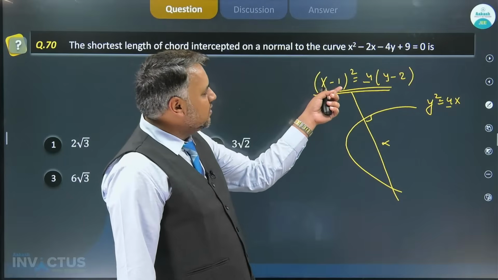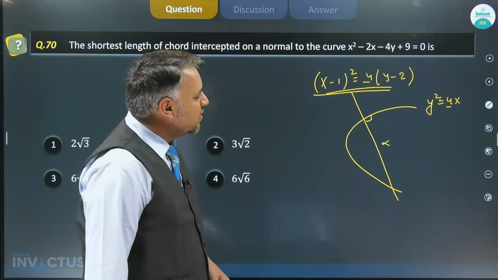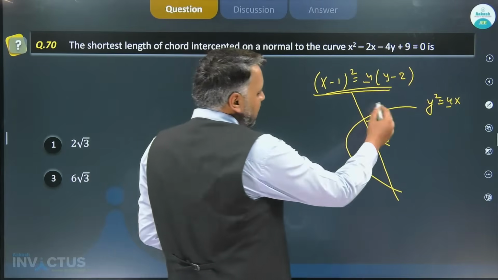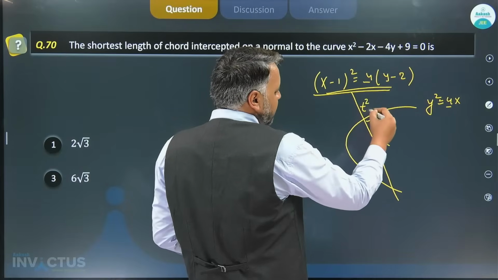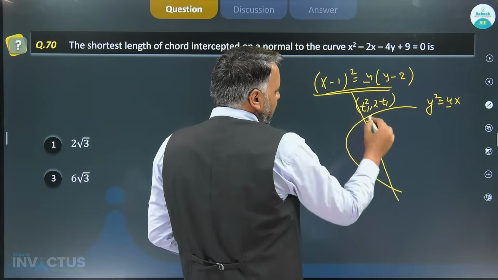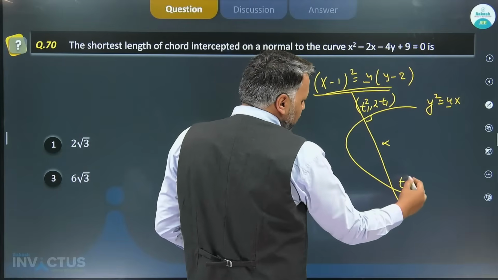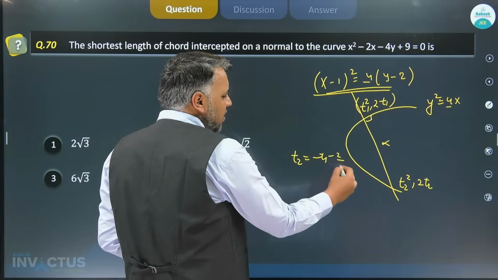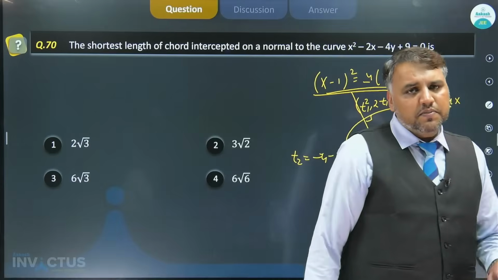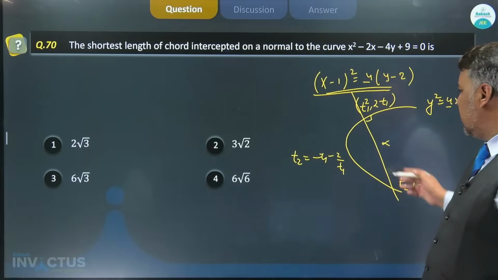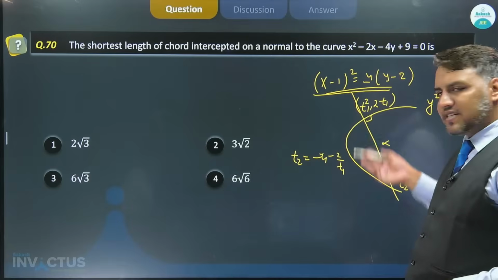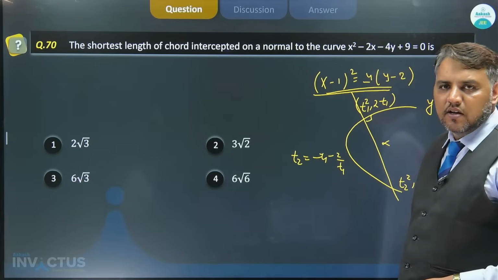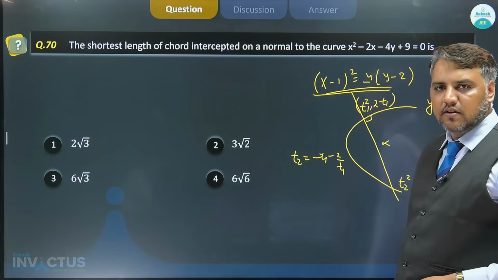Here you can feel that the calculation is a little more difficult, but this question can be easily solved. Taking a general point, a is equal to 1, so t square comma 2t, or t1 you can say. If this is normal, this point will be t2 square comma 2t2. There is a condition that t2 will be minus t1 minus 2 by t1. We know the relation between t1 and t2. By substituting the value of t2 and applying the distance formula, the distance will be in the form of t1. So by differentiation, we can easily calculate the minimum value of that length.